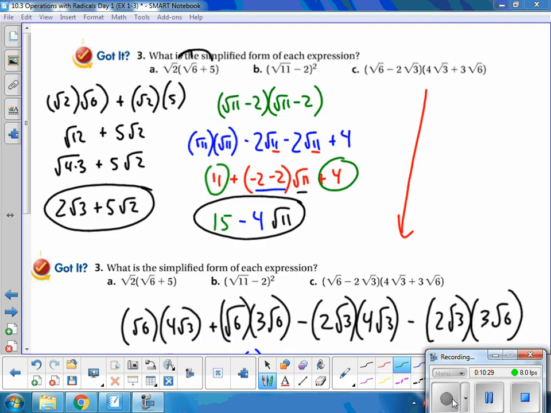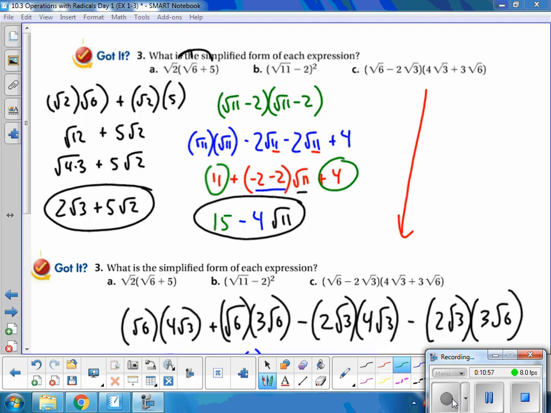When I look at the second one, because it's squared, I have to FOIL this out. Originally, I see my square root of 11 is in both of them, so I can combine my minus 2 and my minus 2 together. I started recognizing earlier that square root of 11 times square root of 11 is just going to give me 11, so I went right to that. It's a pattern that's playing all the way through. I did my combining like terms and ended up with 15 minus 4 times the square root of 11.